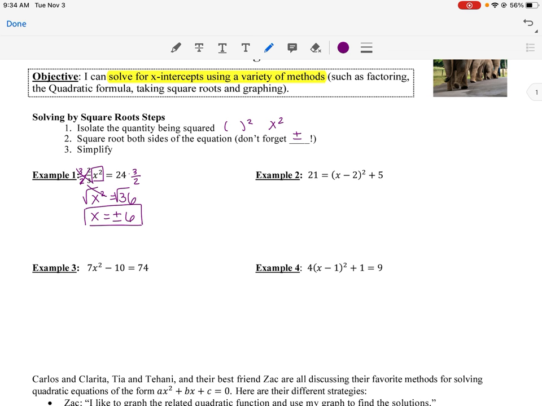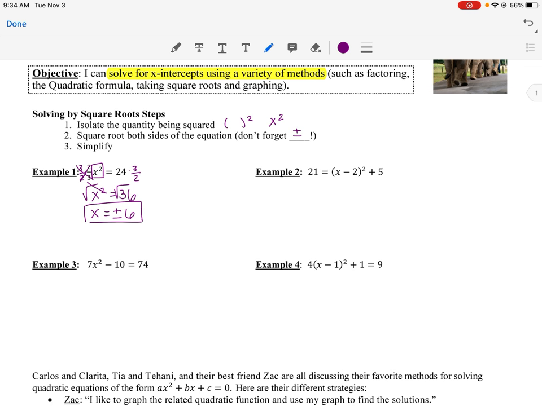Okay, this next one, we are trying to isolate this x minus 2 squared. So we've got a plus 5 at the end, so we want to get rid of that. So we're going to subtract 5 from both sides. So we get 16 equals x minus 2 squared. So now we want to go ahead and get rid of the square. So we're going to take the square root of both sides.